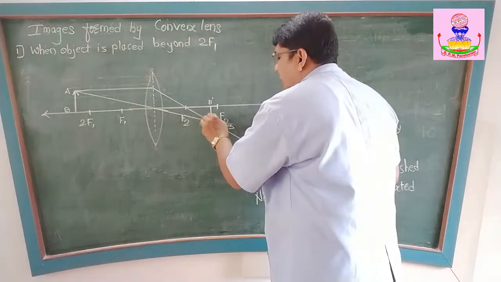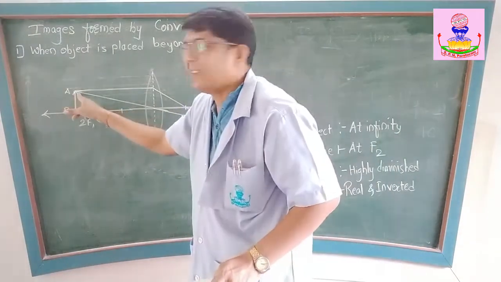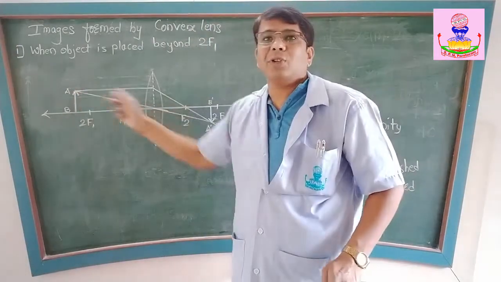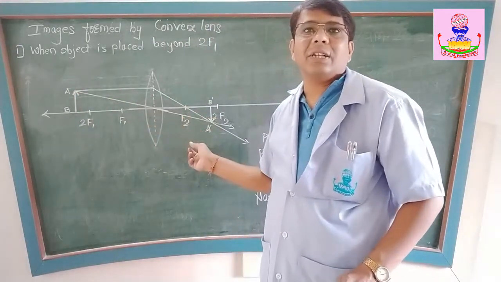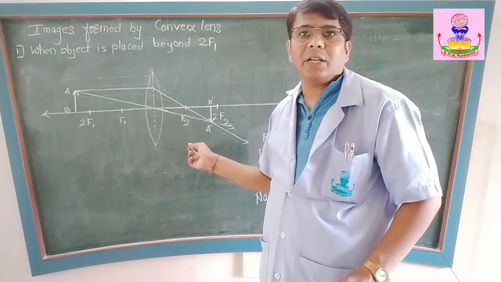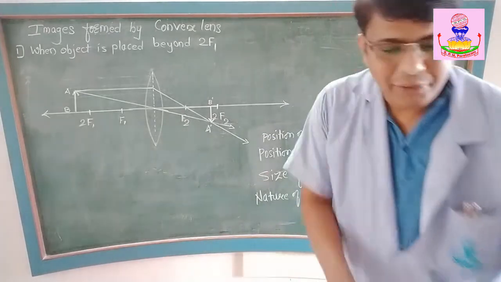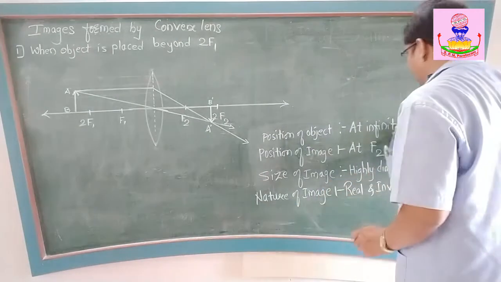Can you see the arrows? Show the arrows. Arrow head. Okay, so that you will come to know the image formed is inverted. Image formed is inverted. Okay, now we will write all the necessary information.